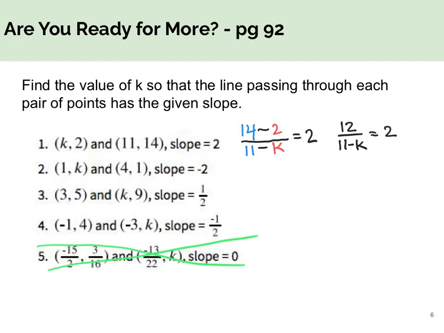So let's think about it. And we know we're going to have a number. We're going to take 12 and we're going to divide it by something, and that final answer is going to be 2. So I know that 12 divided by 6 is 2.